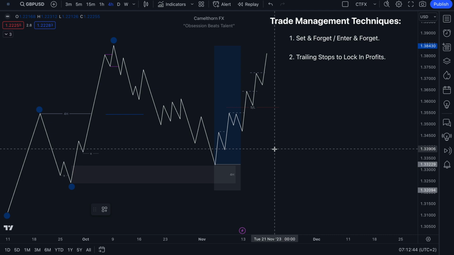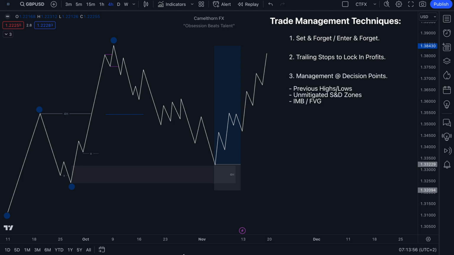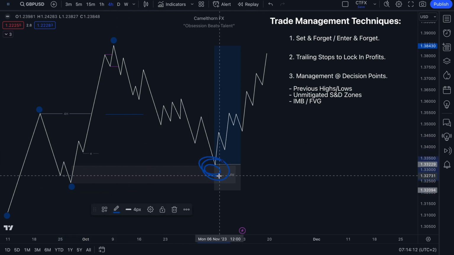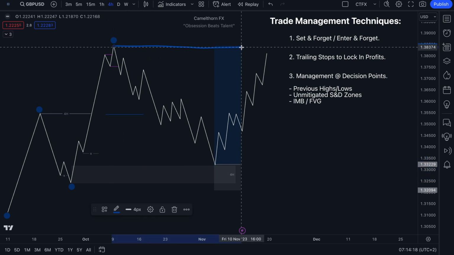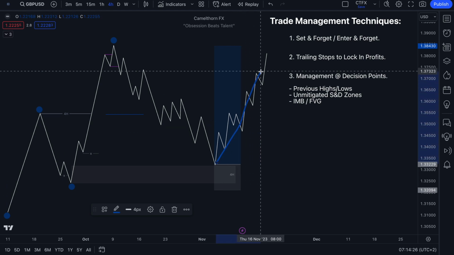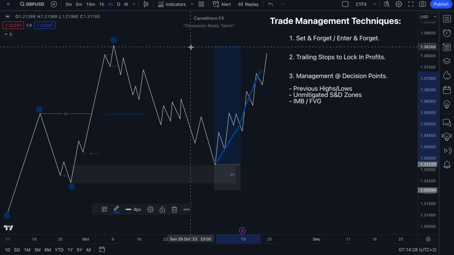So by using this trailing stop technique, you're essentially guarding yourself against the possibility that price action rolls over and takes you out. Now, the third trade management technique is going to be another dynamic trade management style, and it's going to involve management at decision points. Now, after you have performed your analysis, after you've identified the high value area where you want to get involved, and after you have outlined your take profit target, you are going to also have these key decision points that price action is going to face as it trades towards your TP target.